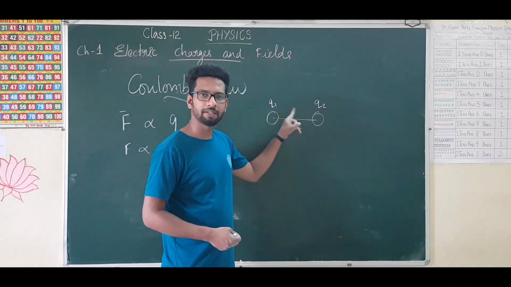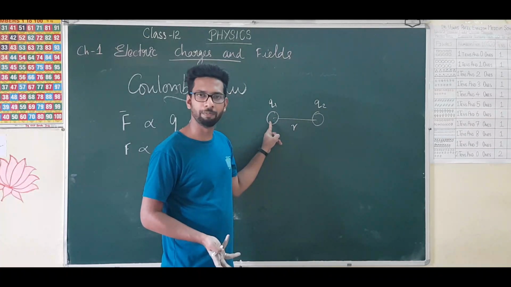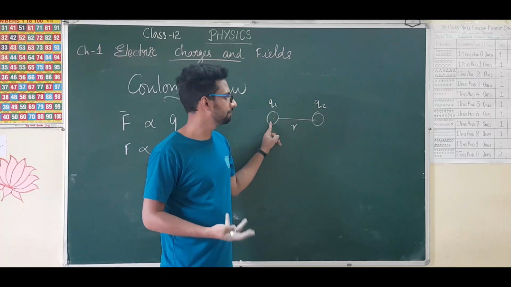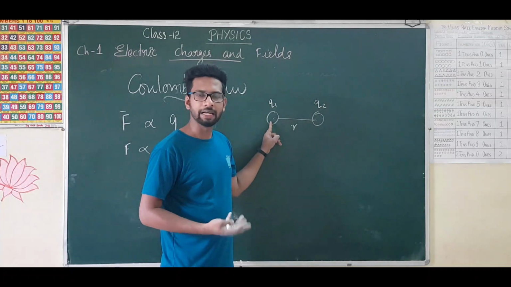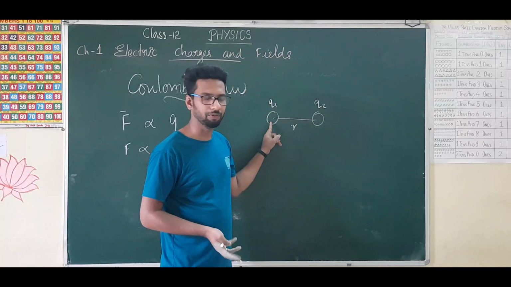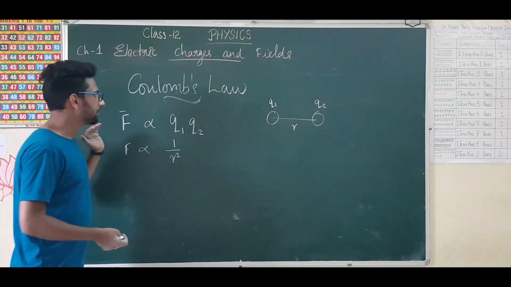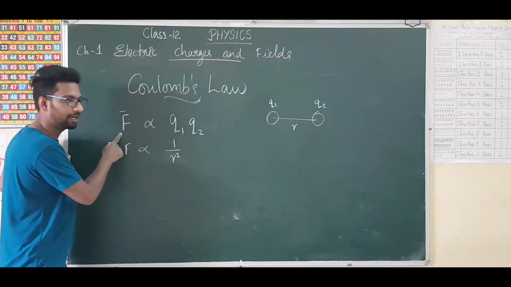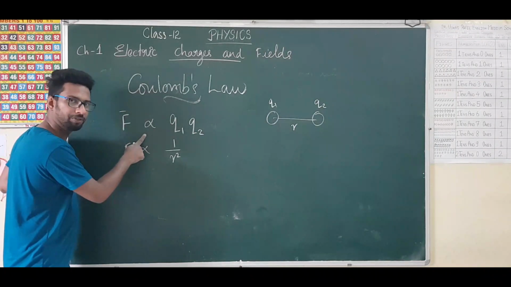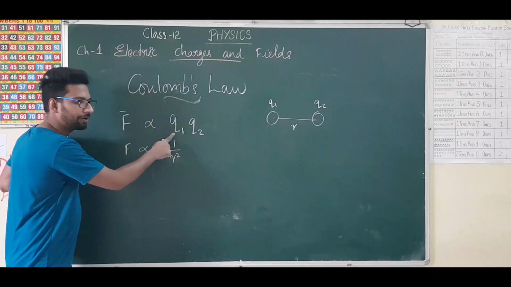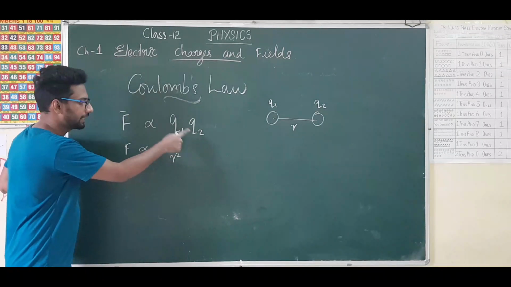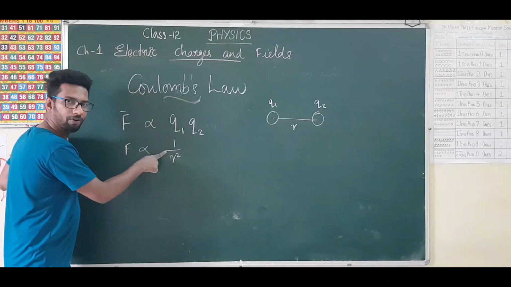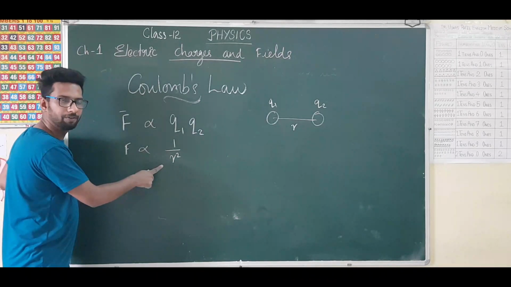Here, if two charges are of the same kind, then the Coulombic force or electrostatic force becomes repulsive. If two charges are of opposite kind, then the force becomes attractive. Now we can state Coulomb's law: the force of attraction or repulsion between two charges is directly proportional to the product of the magnitudes of the individual charges, and inversely proportional to the square of the distance between the two charges.